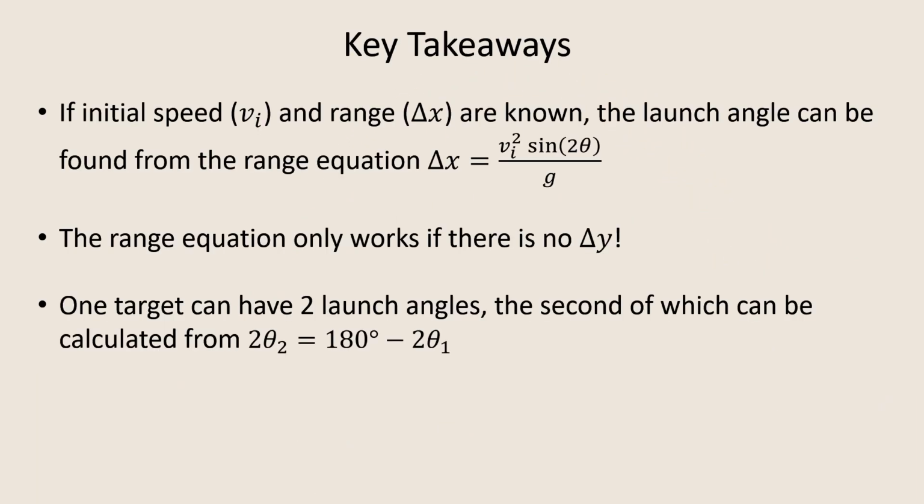The key takeaways for this video are that if we have initial speed and range, the launch angle can be found from the range equation, delta x equals initial velocity squared times sine of 2 theta divided by gravity. One important note is that this range equation only works when there is no change in height, in other words, no delta y. Finally, one target can have 2 separate launch angles, the second of which can be calculated from 2 times theta 2, which is our second launch angle, is equal to 180 degrees minus 2 times theta 1, or our initial launch angle.